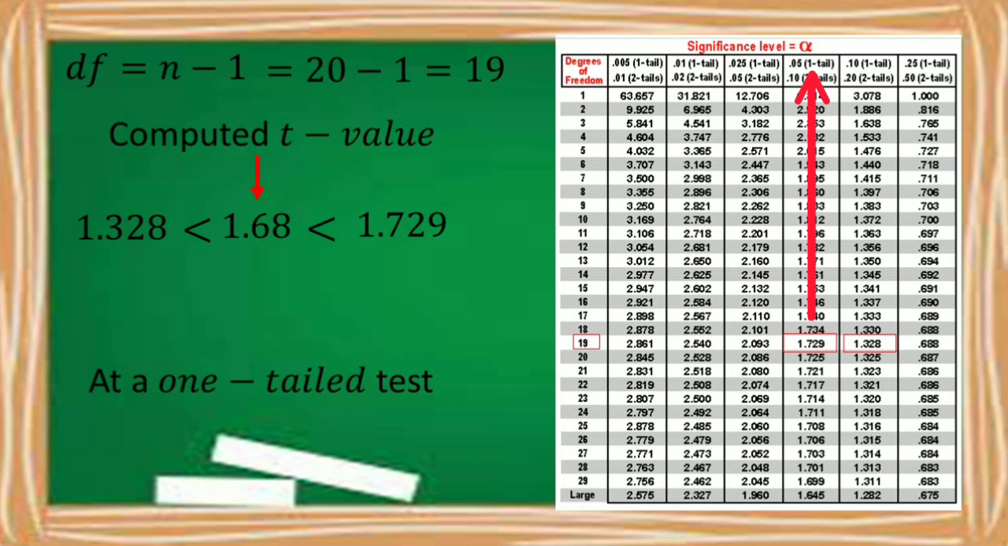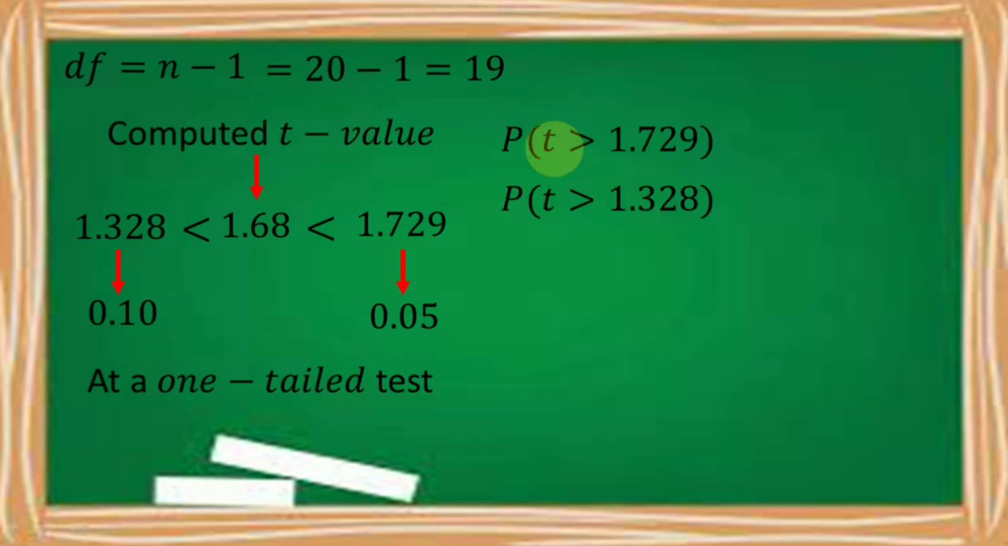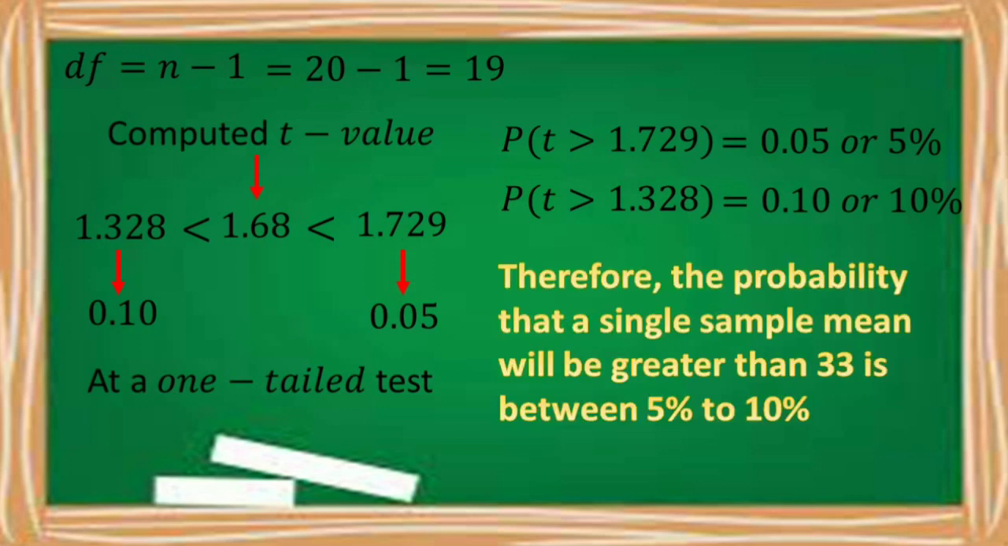So for the column where 1.729 is located, we have 0.05. And for the column where 1.328 is located, we have 0.10. So the probability of t-value which is greater than 1.729 is equal to 0.05 or 5%. And the probability of t-value which is greater than 1.328 is equal to 0.10 or 10%. Therefore, the probability that a single sample mean will be greater than 33 is between 5% to 10%.